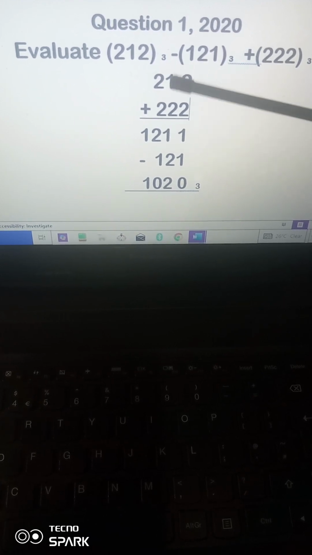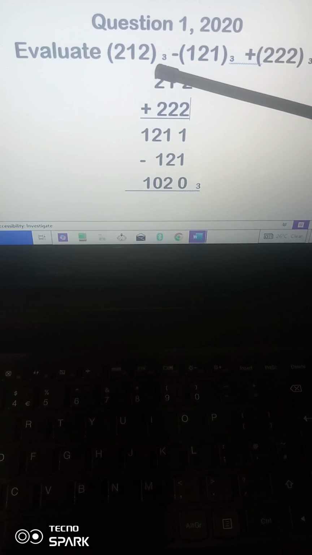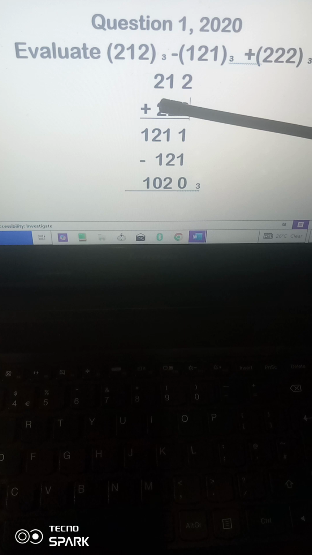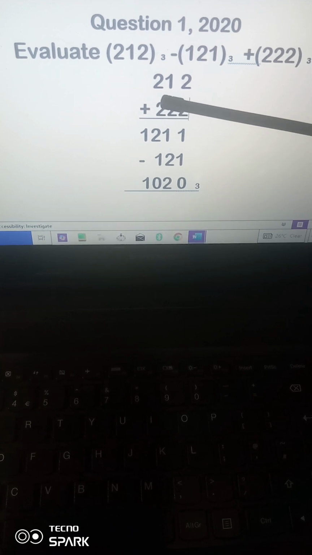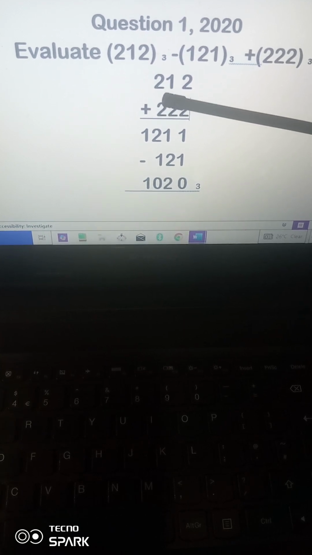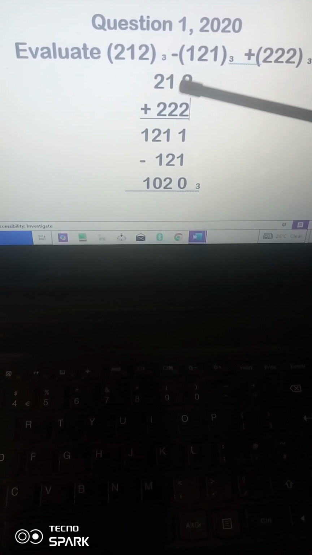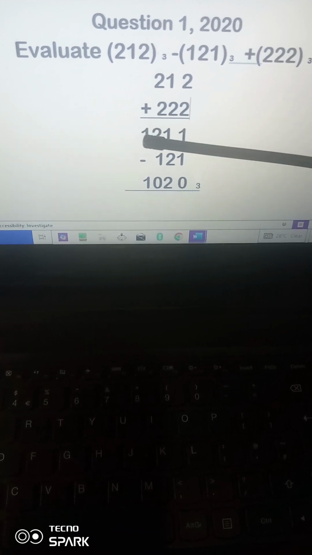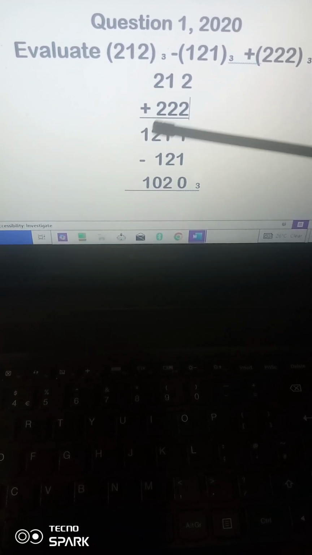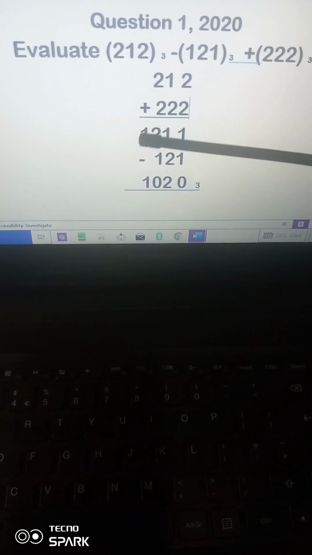That 1 we carry, we add it to 1 plus 2 is 3. 3 plus 2 is 5. And 5 in base 3 is 5 over 3, which is 1 remainder 2. Write down the remainder, which is 2, and carry the 1 and write it here. So this plus this gives us 1211.